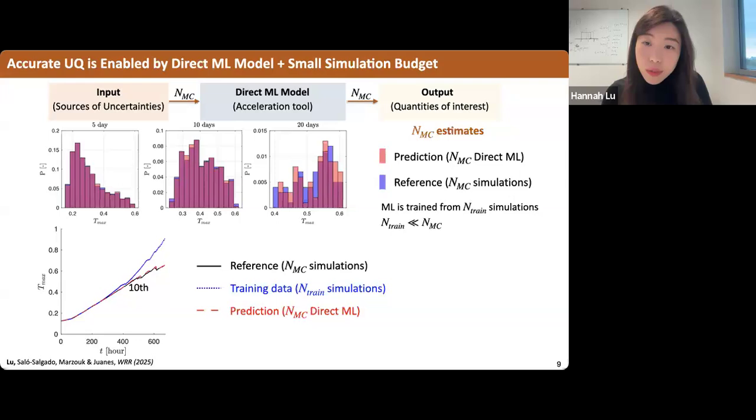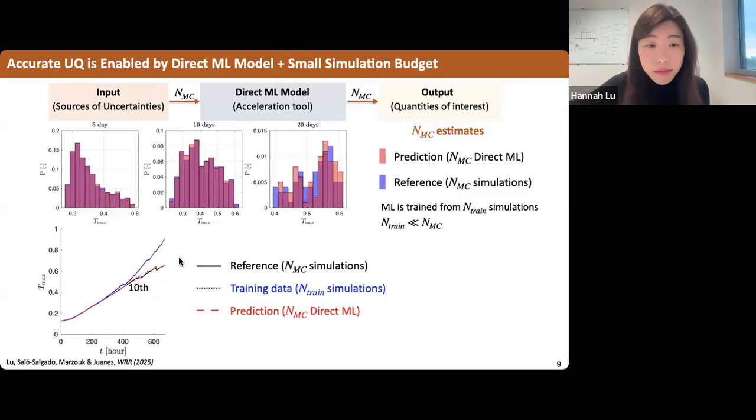Here, we plot the 10th percentile of the quantity of interest. The small training data set, shown here in blue dotted curves, provides a very poor approximation to the statistics of the reference, which is shown here in the black solid curve. And again, the reference is a large number of Monte Carlo runs with simulations.